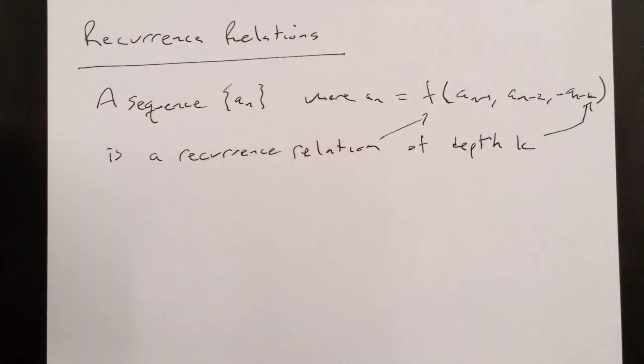If we go back 2 steps, that's depth 2. 3 steps, depth 3, and so on. I go back as far as I want. I could maybe only go back 1. But the reason for these recurrence relations is to determine some sort of rule for the sequence.